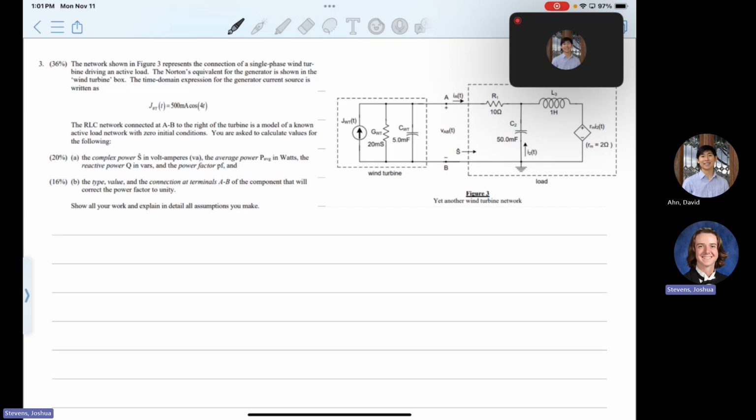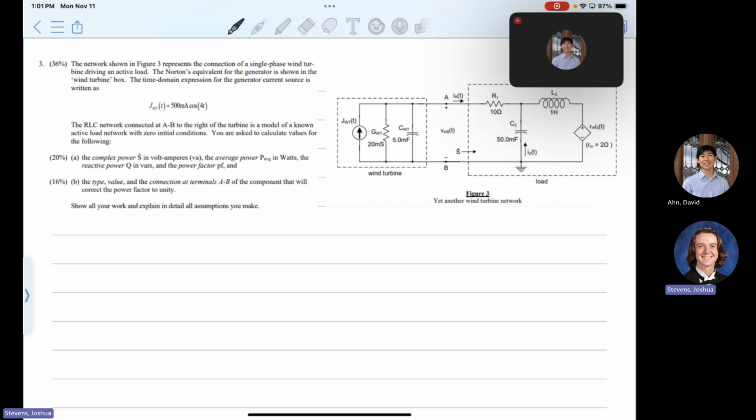Okay. So this is a problem from my test last year, and it's basically the dual of the problem y'all have. I'll read it. The network shown in Figure 3 represents the connection of a single-phase wind turbine driving an active load. The Norton's equivalent for the generator is shown in the wind turbine box. The time domain expression for the generator current source is j of t equals 500 milliamps cosine 4t.